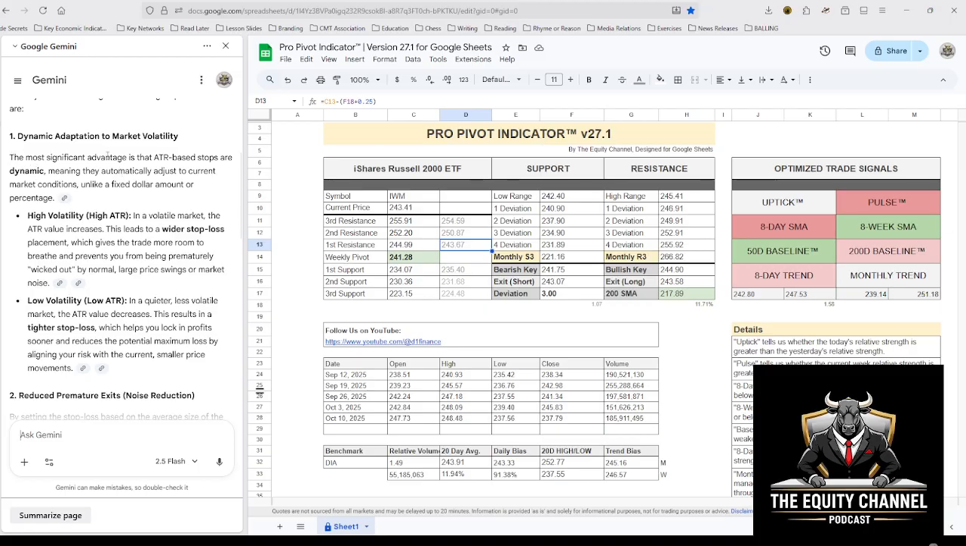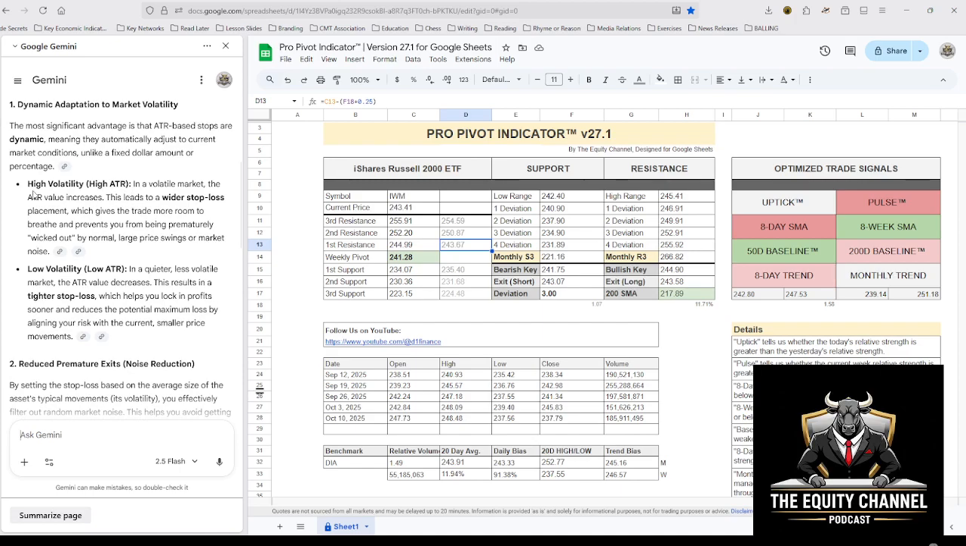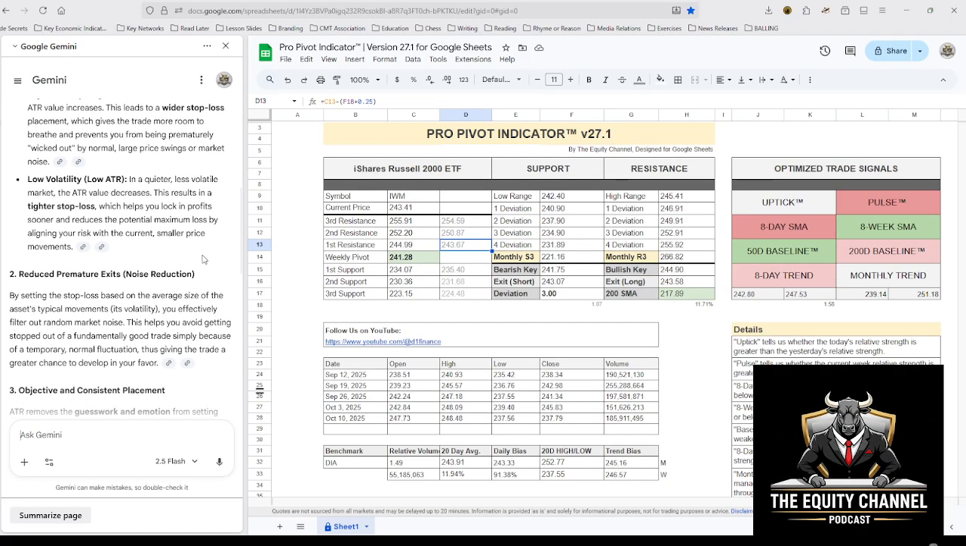The most significant advantage is that ATR-based stop losses are dynamic, meaning they automatically adjust to current market conditions, unlike a fixed dollar amount or a percentage. High volatility, high ATR. In a volatile market, the ATR value increases. This leads to a wider stop loss placement, which gives the trade more room to breathe and prevents you from being prematurely wicked out by normal large price swings or market noise. Low volatility, low ATR, you should get the point of that already.